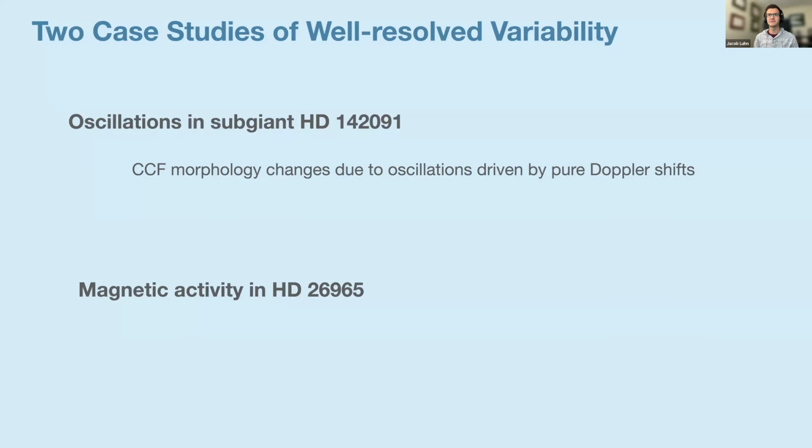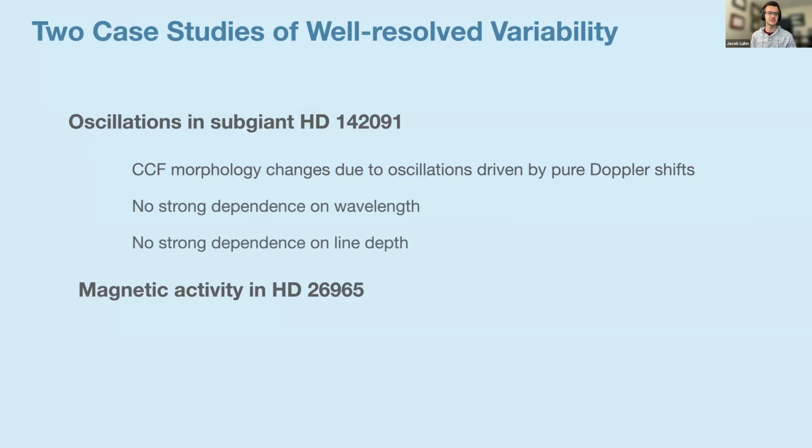And the first takeaway here for oscillations is that we'll see that the CCF morphology changes, so the line profile changes from oscillations, are driven primarily by pure Doppler shifts. And there's no strong dependence on either wavelength or line depth with these oscillation velocities.